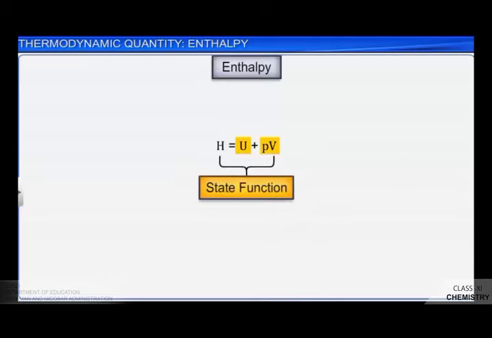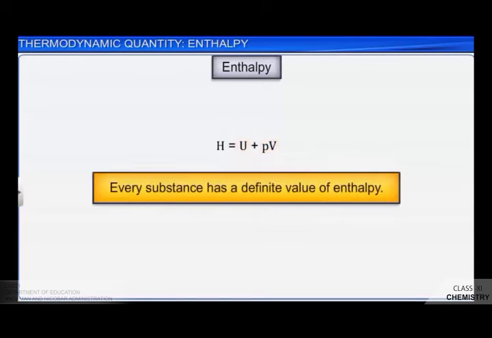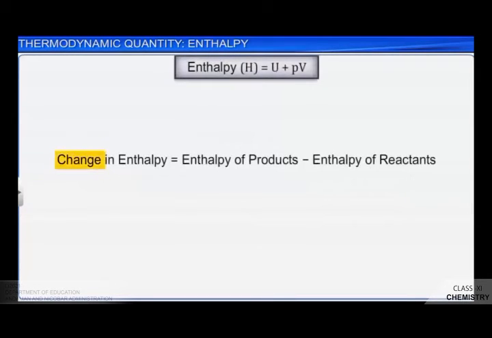Every substance has a definite value of enthalpy. Like internal energy, the enthalpy of a substance cannot be measured. However, it is possible to measure the change in enthalpy. The change in enthalpy is equal to the difference between enthalpy of products and enthalpy of reactants. The change in enthalpy may be expressed as delta H equals enthalpy of products, HP, minus enthalpy of reactants, HR.